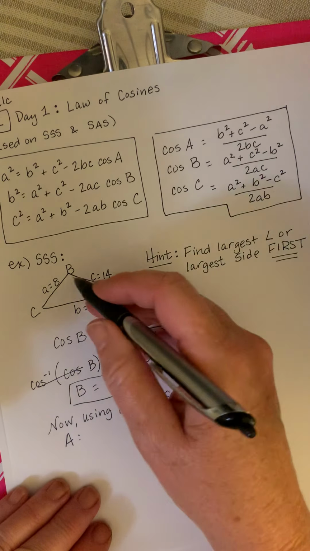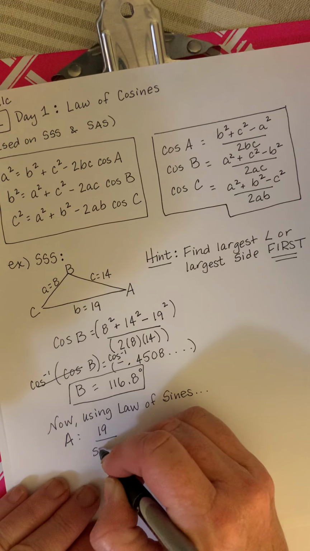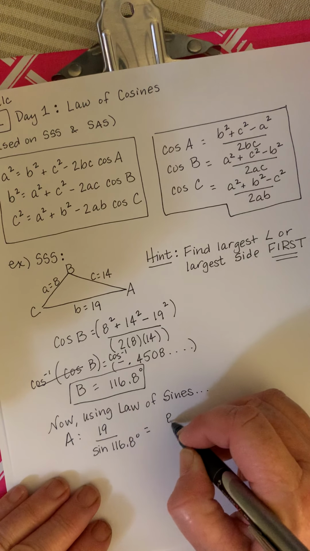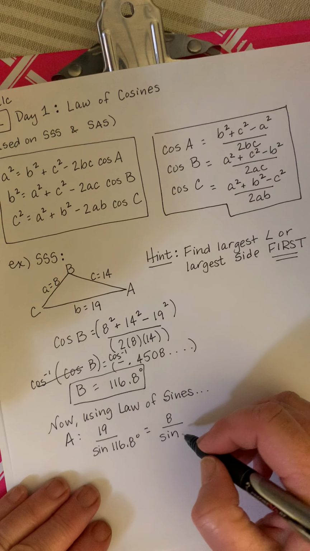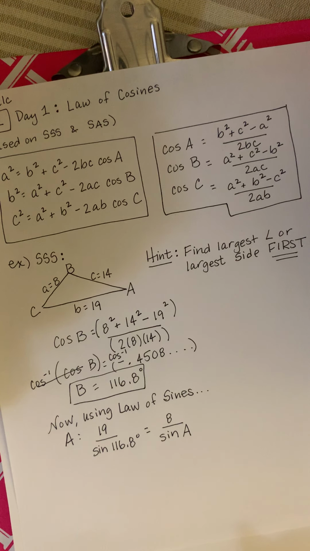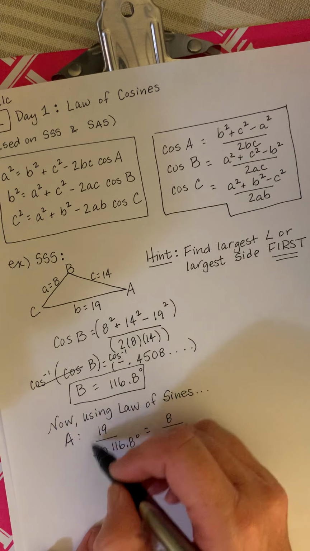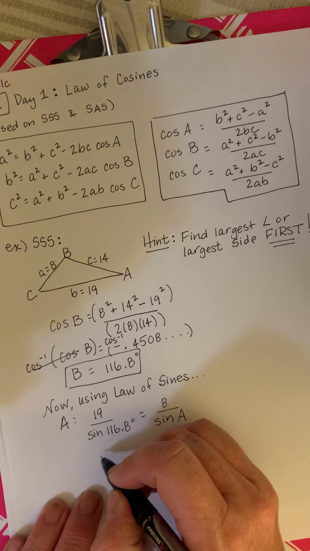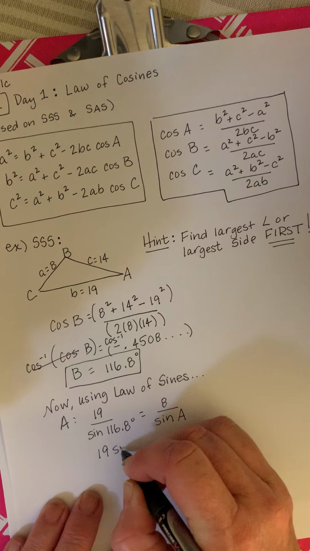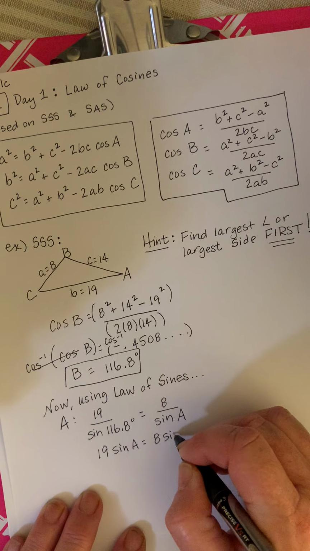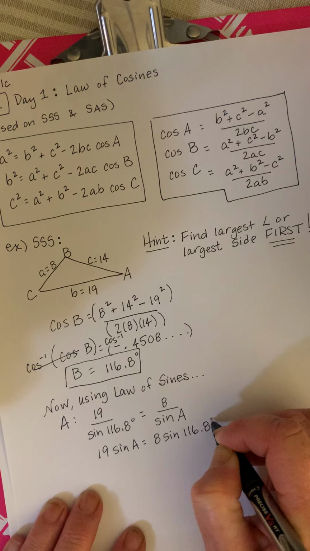Okay, so to find angle A, I'm going to use my pair, 19 over the sine of 116.8 equals side A over the sine of angle A, which I don't know. Okay, I don't know that one. So I'm going to cross multiply. Remember, I want to see this proportion and I want to see your final answer. If you want to show every step other than that, that's great, but you don't have to. Okay, so I'm going to cross multiply: 19 times the sine of A equals 8 times the sine of 116.8.